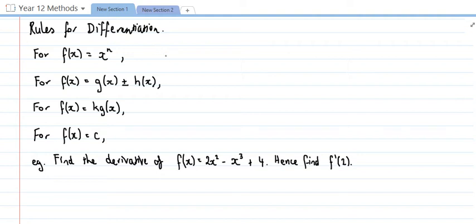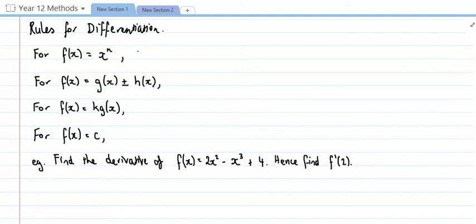Alright, in this brief video I'm going to have a quick look at the rules for differentiation and also a quick example of how we can apply this. So, the first one, for any equation with a power, we can differentiate it. Now you might have noticed in the video about differentiating by first principles that the power got moved down to the front and then we lowered the power by 1. So we're going to use that same process here.